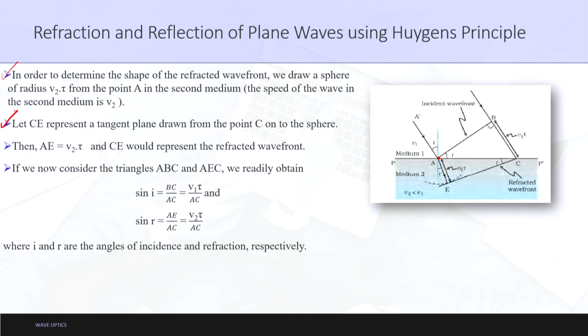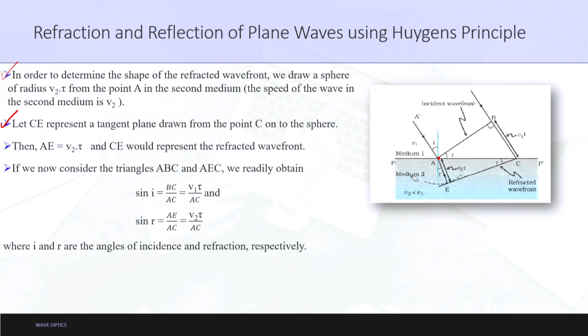tangent. So, let CE represent a tangent plane drawn from point C onto the sphere, then AE is equal to V2 into tau. What is AE here? A is quite evident, I already told you the radius will be V2, that is the velocity in medium 2 multiplied by the time taken, and CE would represent the refracted wavefront. So, this is how we will get the refracted wavefront.